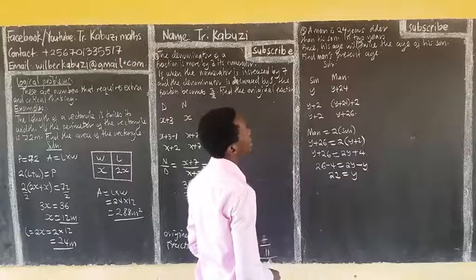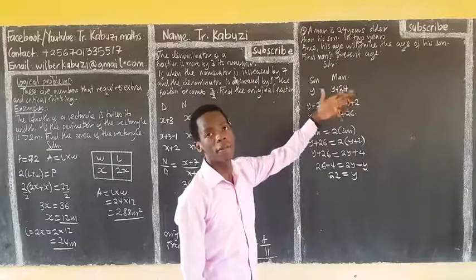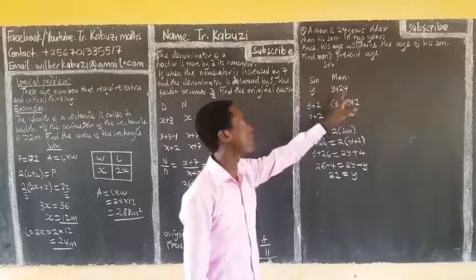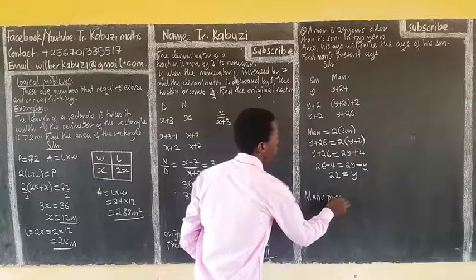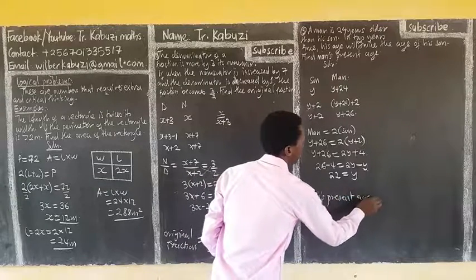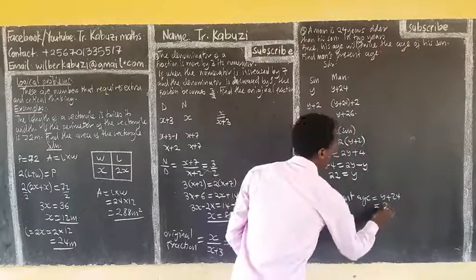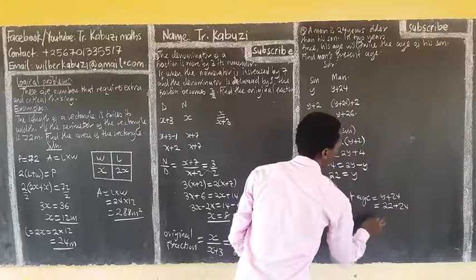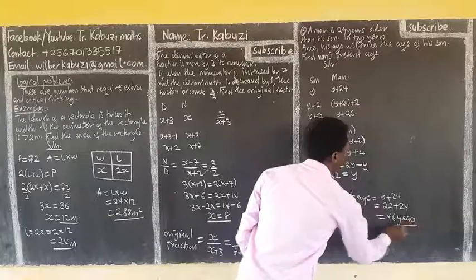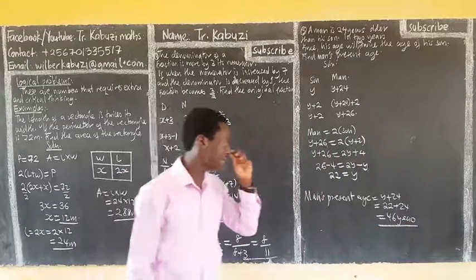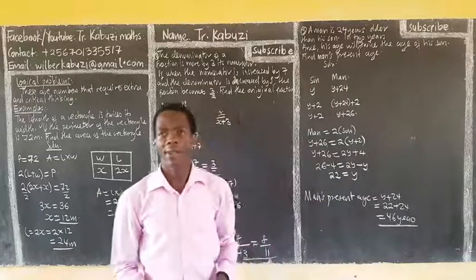So meaning the son is y, 22 years. Now the one we want is the present age. The present age is the age before they say in some years. So the man's present age is y plus 24, which will be our y, 22 plus 24. And so this will give us 46 years. And that's how we handle that. So this man is 46 years now, and the son is 22 years. That's it. I wish you well.